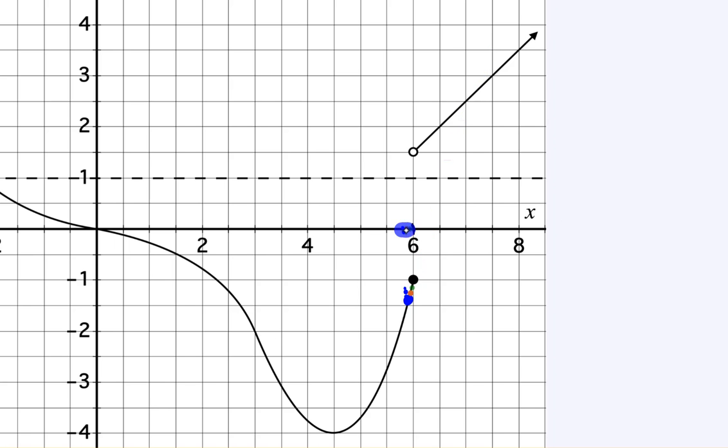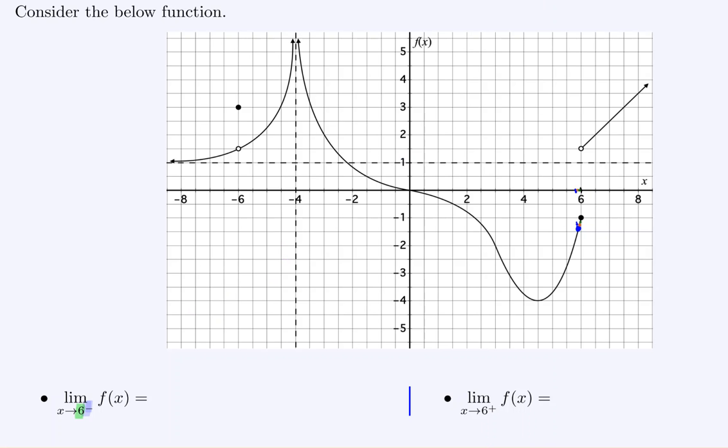As I get closer and closer to 6, the output values are getting closer and closer to this fixed point here at 6. So the closer you get to the left from 6, the closer the output values go to -1. So that's how we would answer this limit. This equals -1.